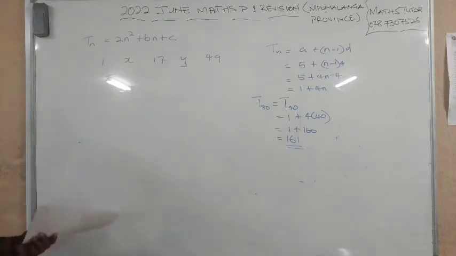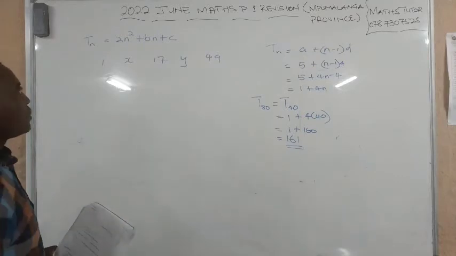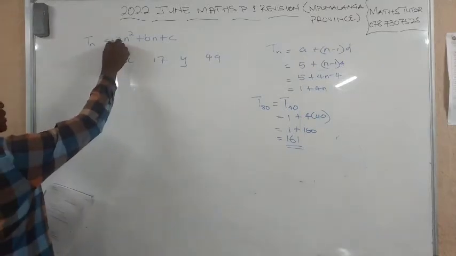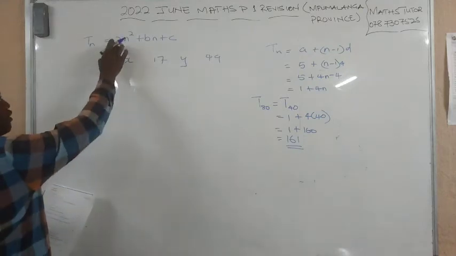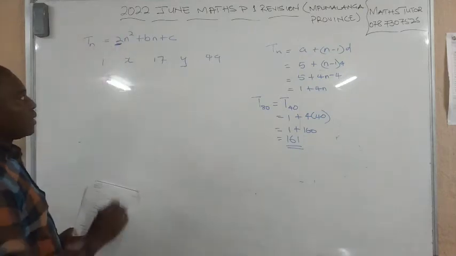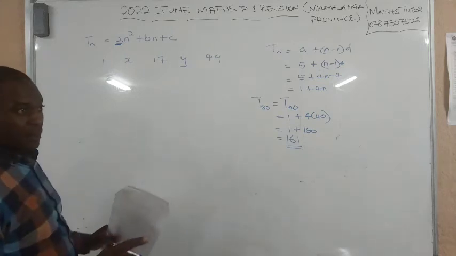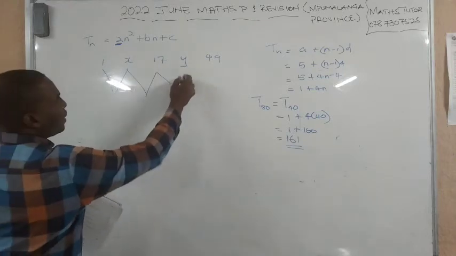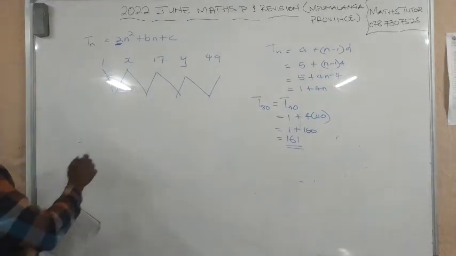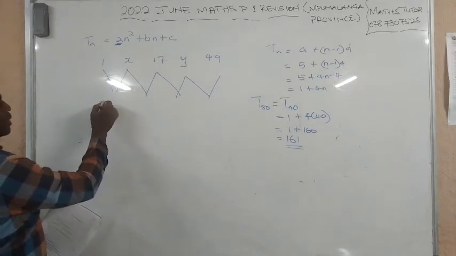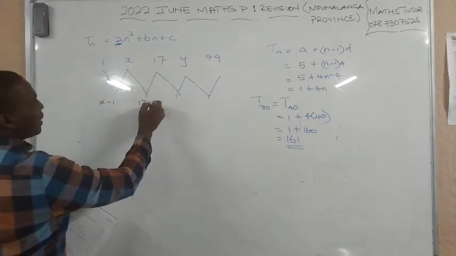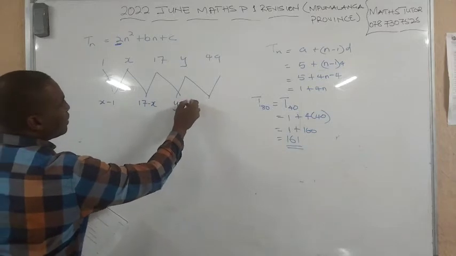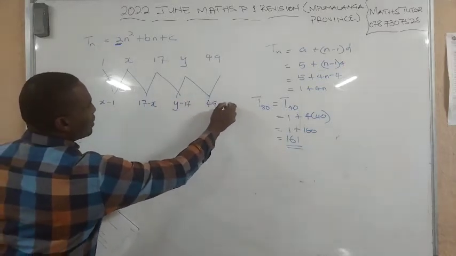So it means we need to create equations from which we solve to find the values of x and y. But let's not be blind. We can see what we are given. We are given a, so it means we have something that we can work from. For the quadratic, we know that we have the first difference. So in this case, it will be x minus 1, 17 minus x, y minus 17, 49 minus y.